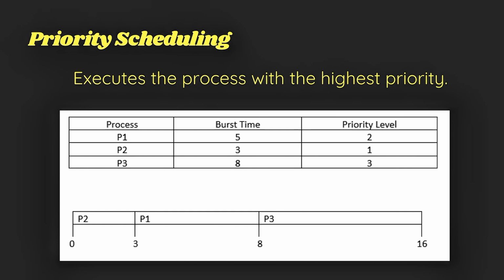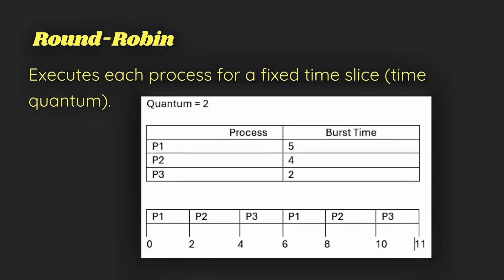The next algorithm is priority scheduling. In this method, each process is assigned a priority. The CPU is given to the process with the highest priority. This scheduling can be preemptive or non-preemptive. It is useful when some tasks are more important than others, like emergency alerts. However, if we're not careful, low priority processes might never get to the CPU. This is called starvation, and it can be solved using a technique called aging, which slowly increases the priority of waiting processes.